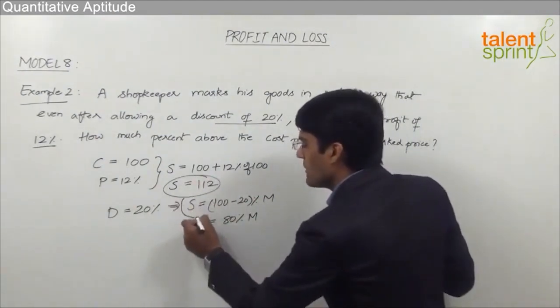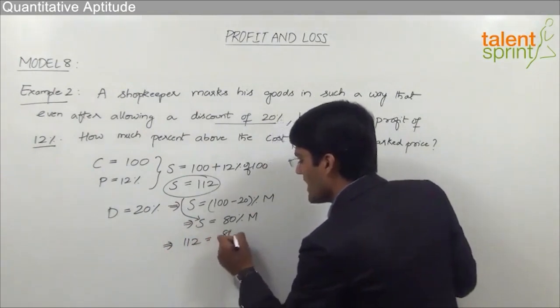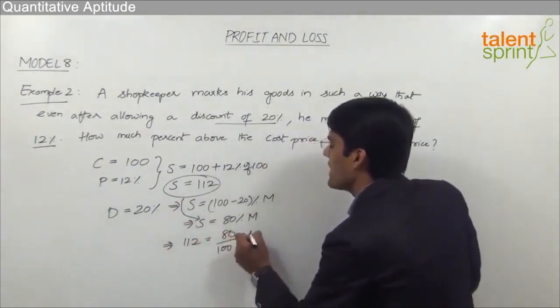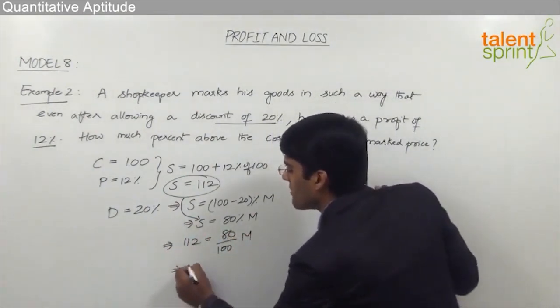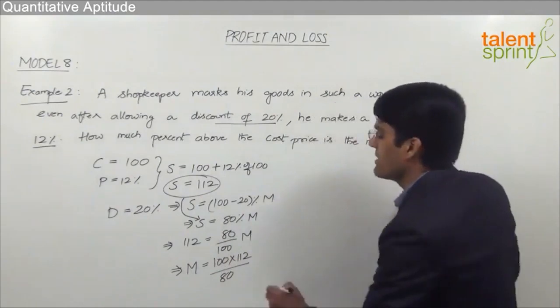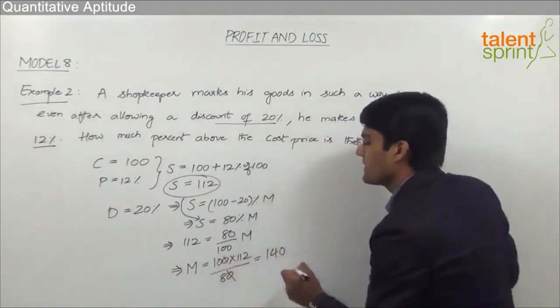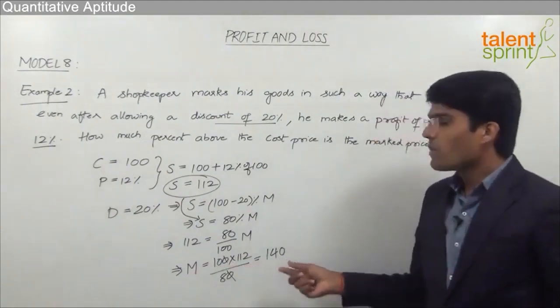And we know that the selling price is 112. So by substituting 112 in this equation, we can say that 112 should be equal to 80 by 100 into M. And from this, the marked price comes out to be 100 into 112 by 80. So by simplifying this, we get the answer as 140. That is, the marked price is 140 rupees.